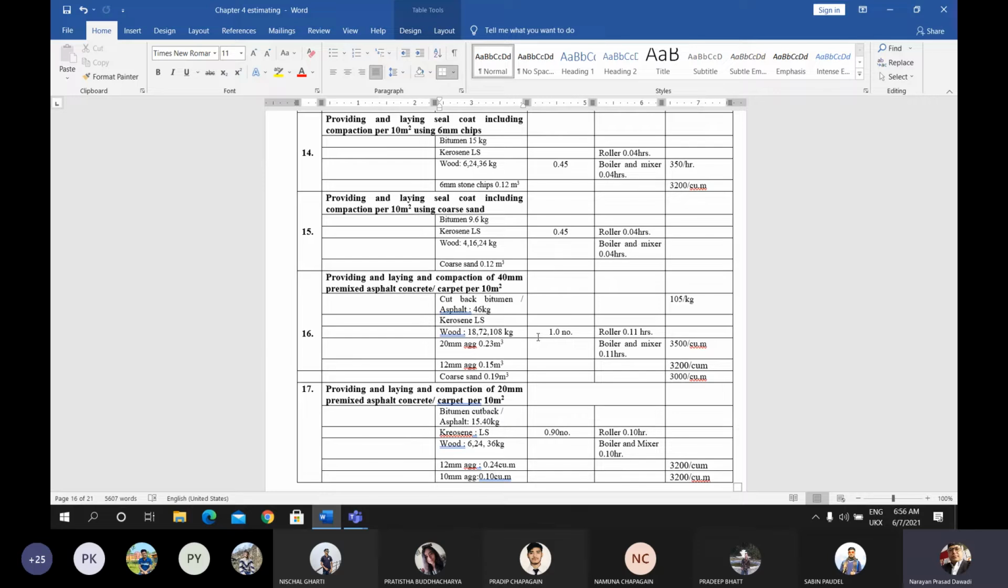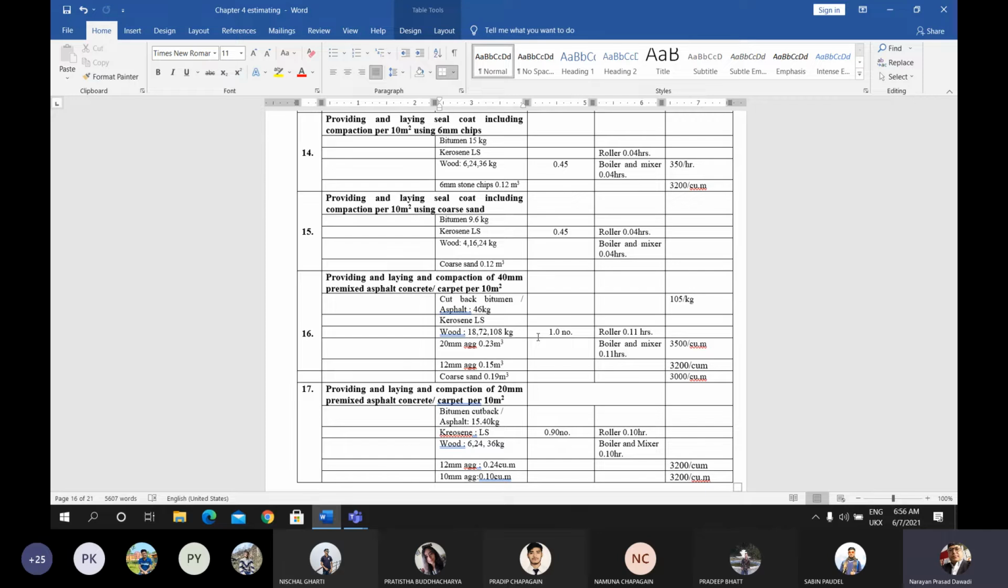For a district road or a municipal road, you can use bituminous carpet or asphalt concrete of 20 thickness. For 40 thickness and a 10 meter square area, the value is 0.4 cubic meter. This is the providing, laying and compaction of 40 premix asphalt concrete per 0.4 cubic meter, or you can use it for 10 meter square because the thickness is given.